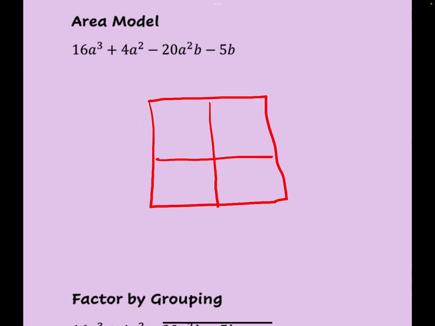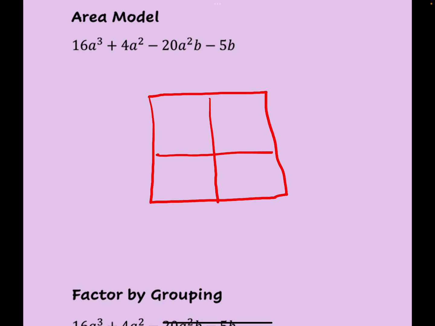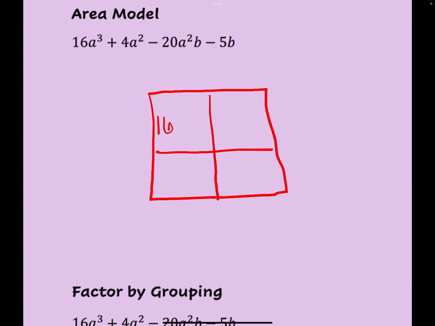Let me zoom in on that one. First term goes in the first box, 16a cubed. Last term goes in the last box, as long as they're in standard form. These other 2 boxes, you can put either one, either place. I'm going to go ahead and put 4x squared here, and I'm going to put negative 20a squared times b here. First row, what do they both have in common?